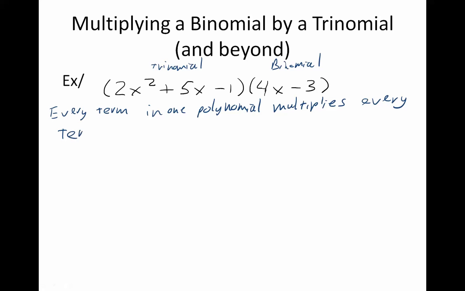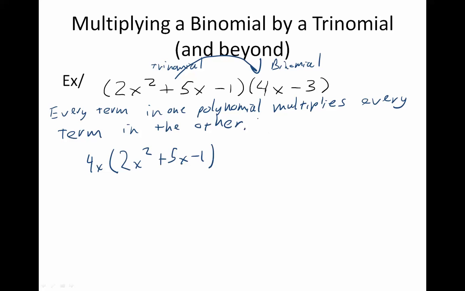I'm going to run out of space on this slide. Term in the other. We can do this with a box. We can do this through double distribution. It doesn't matter. We can do whatever we want. But let's do the distribution first. I'm going to take this trinomial, and I'm going to distribute it to the 4x. 4x times 2x squared plus 5x minus 1. And then I'm going to take that trinomial, and I'm going to distribute it to the negative 3. Negative 3 times 2x squared plus 5x minus 1.